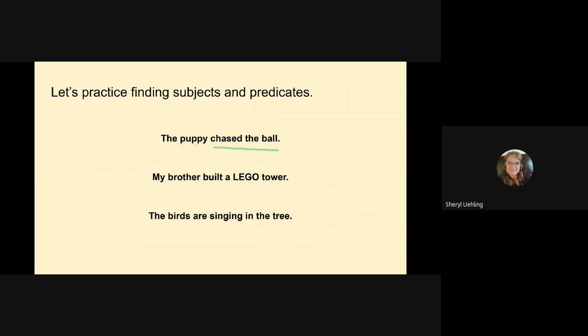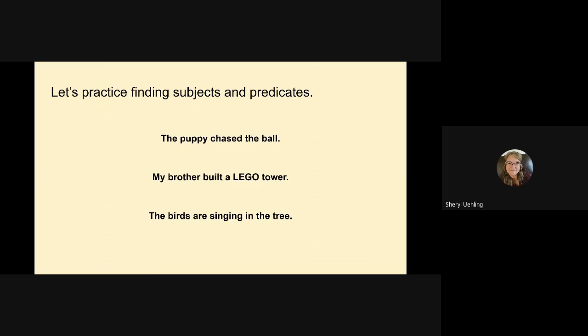Now, if you want to get into just what is the noun and the verb, the noun is puppy and the verb is chased. All right, we're going to go on to the next sentence. My brother built a Lego tower. Who or what? My brother. What did my brother do? He built a Lego tower. There's our predicate. The birds are singing in the tree. The who or what? The birds. What are they doing? Are singing in the tree.